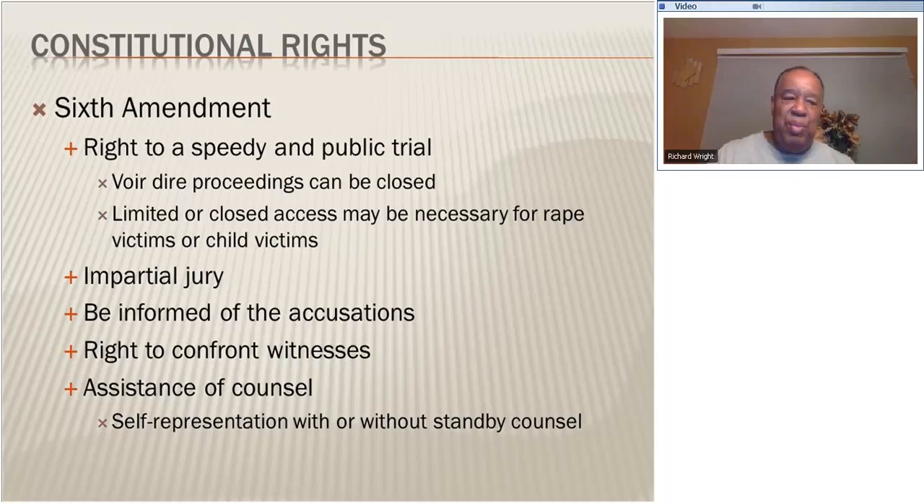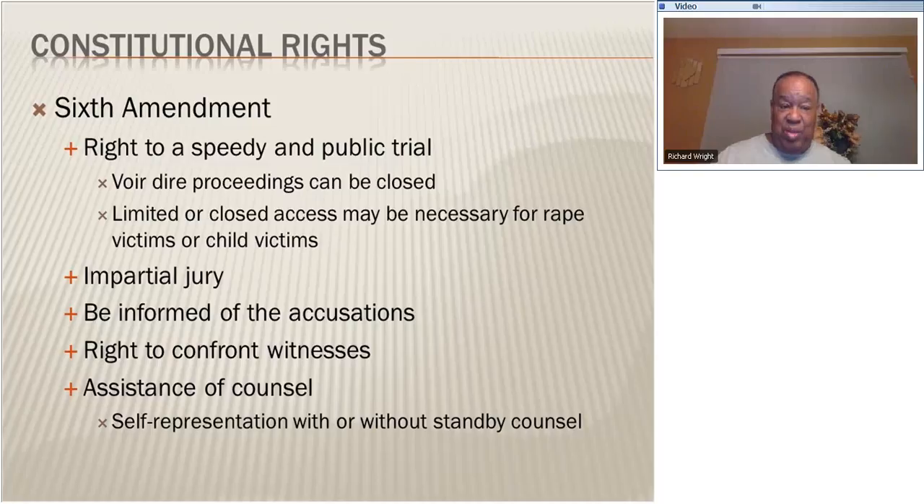Anyway, the Sixth Amendment gives the right to a speedy trial and a public trial. Voir dire, on the other hand, can be closed, but not the actual trial itself. Limited or closed access may be necessary for rape victims because of the processes. There could be some in-camera information that's presented, particularly when there are children involved. We want to protect children.